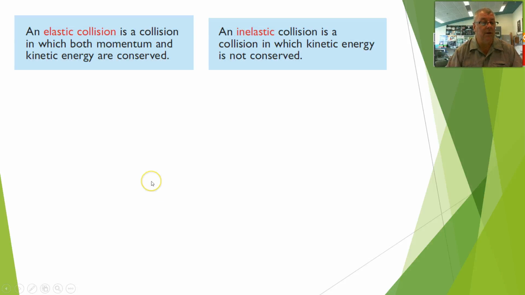Now, you also need to know the difference between an elastic collision and an inelastic collision. An elastic collision is a collision in which both momentum and kinetic energy are conserved. So there are two components in a collision. There's the momentum, which we were talking about, but these bodies, because they're moving, also have kinetic energy. And in an elastic collision, they're both conserved.